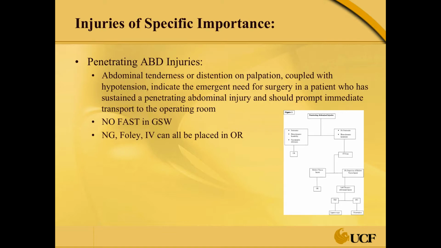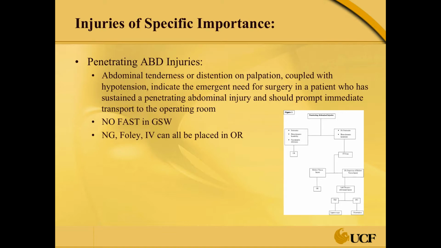Penetrating abdominal injuries, abdominal tenderness or distension on palpation coupled with hypotension indicate the emergent need for surgery. So they've got to get them into the operating room suite, get them out of the ED. No FAST in a gunshot wound, and don't do things like I mentioned, like NGs, Foleys, or even an IV. If the patient is on their way to the OR, let them do that in the OR.